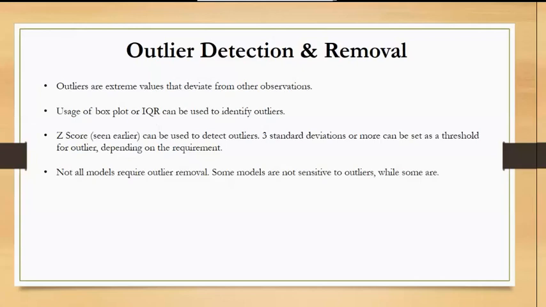Please note that not all models require outlier removal. Some models are not sensitive to outliers, while some are sensitive.